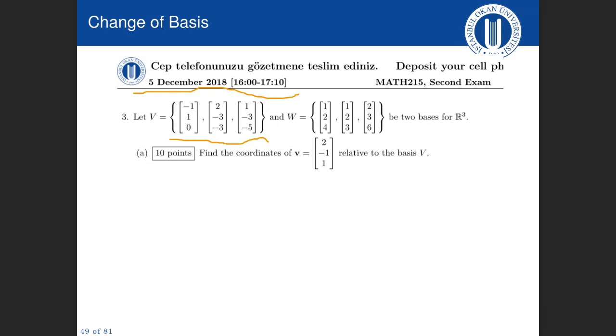We're told that V has the vectors (-1, 1, 0), (2, -3, -3), and (1, -3, -5), and we're told that W is the basis containing the vectors (1, 2, 4), (1, 2, 3), and (2, 3, 6). Part A, find the coordinates of this vector v relative to the basis V.